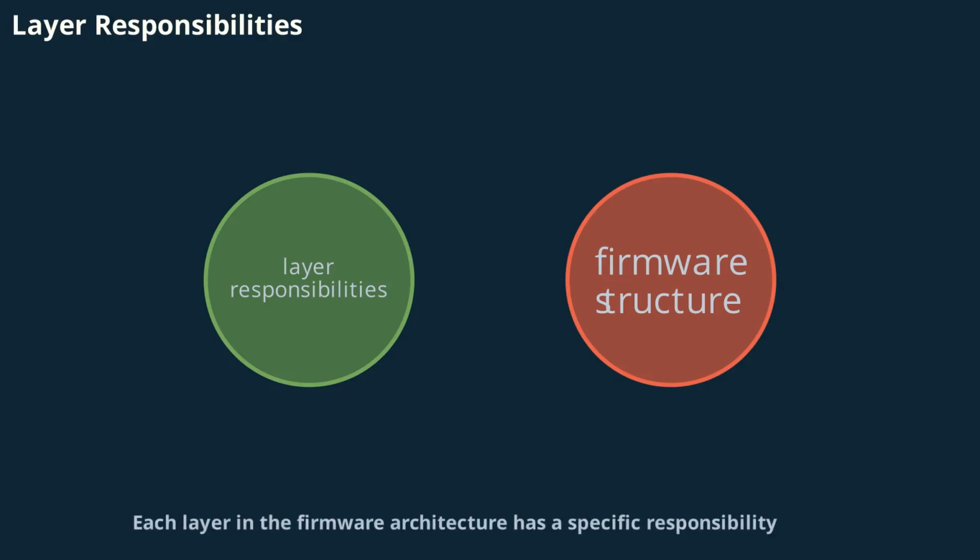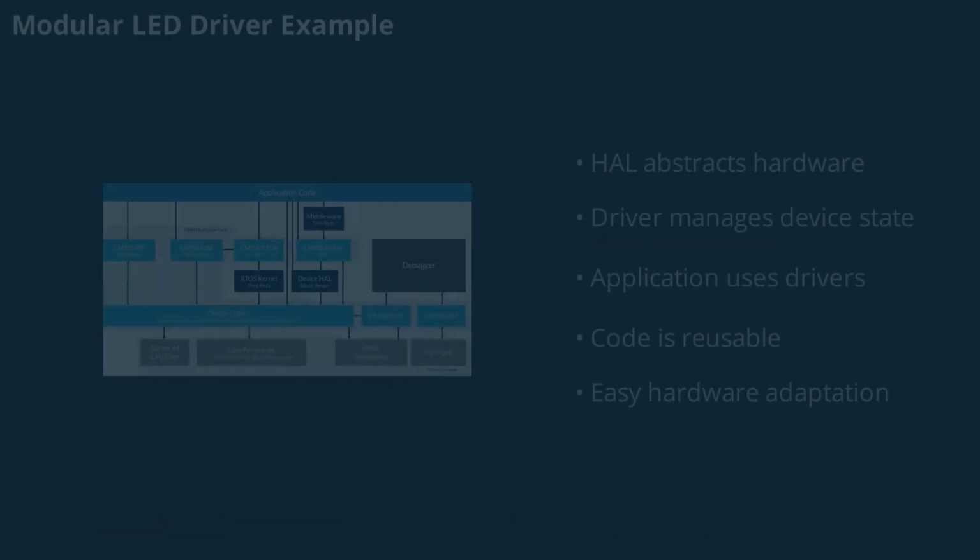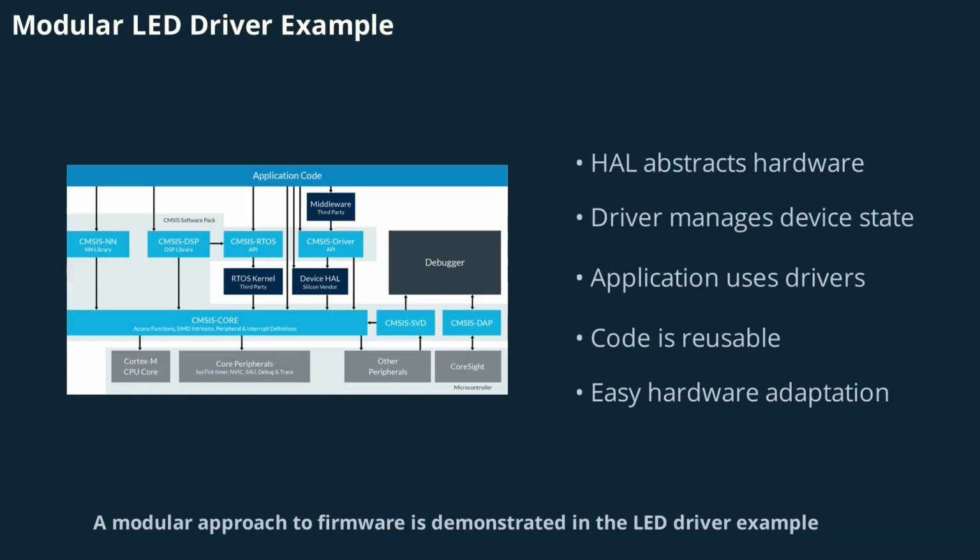Each layer in the firmware architecture has a specific responsibility. The BSP handles board-specific configuration, HAL abstracts hardware access, drivers implement device control, middleware provides system services, and the application layer contains system logic. Understanding these responsibilities ensures that each part of your firmware is focused, maintainable, and easy to debug or extend. The modular approach to firmware is demonstrated in the LED driver example.